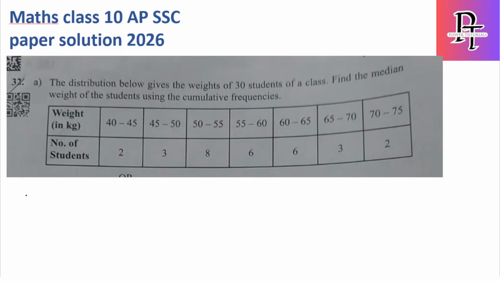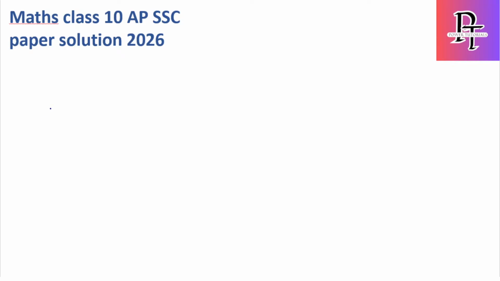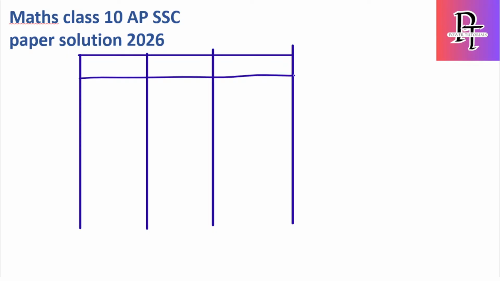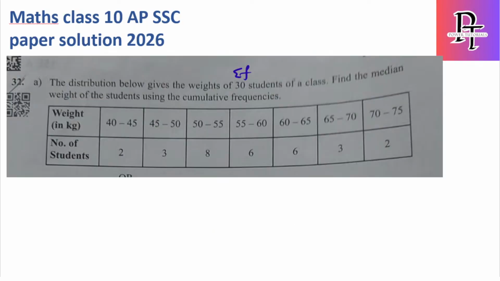The distribution gives the weights of 30 students in the class. So simply they're saying sigma F is 30. Find the median weight of the students using the cumulative frequencies. So for this, let's draw a table first. Class interval, frequency and cumulative frequency, and the CIs are what? 40 to 45 up to 70 to 75.